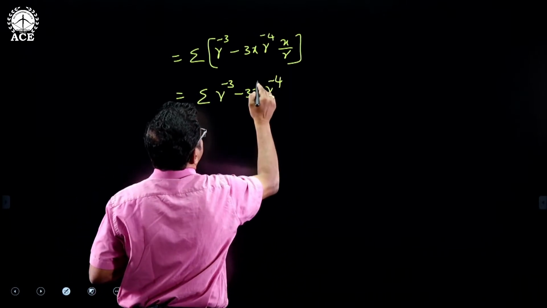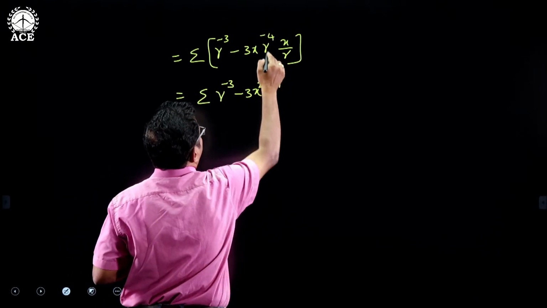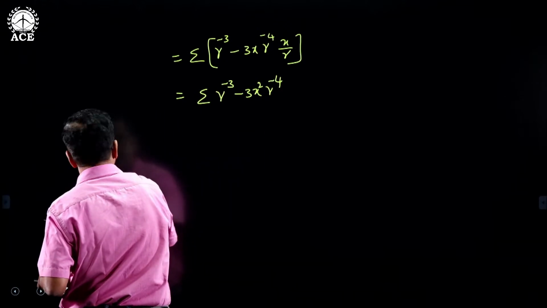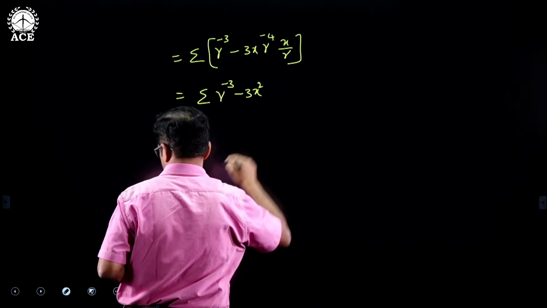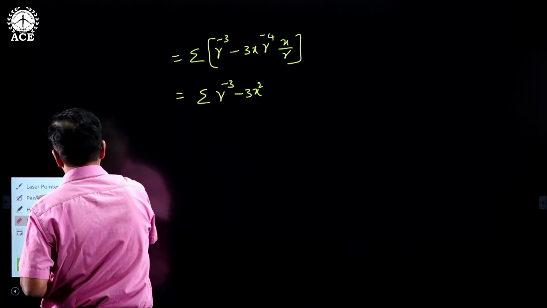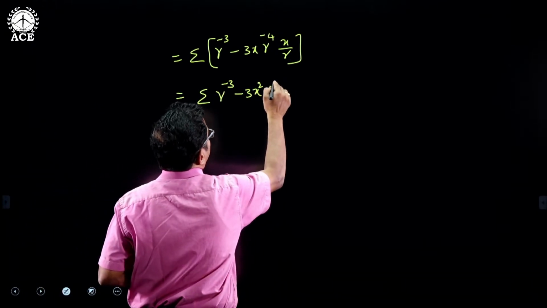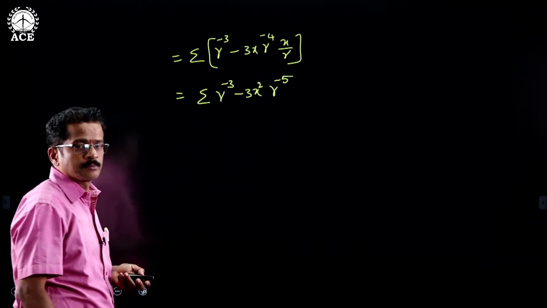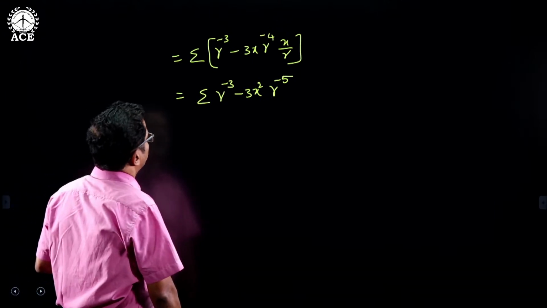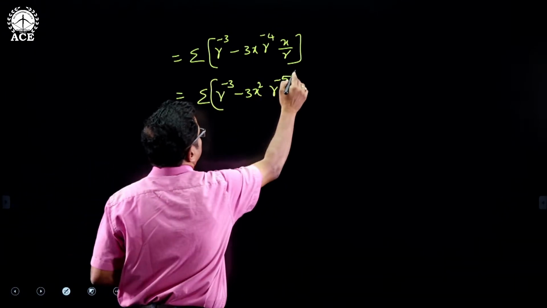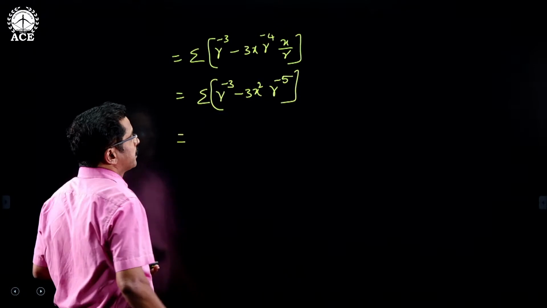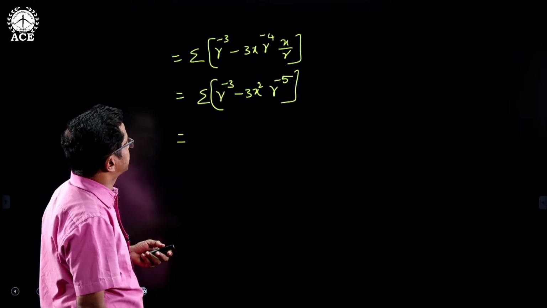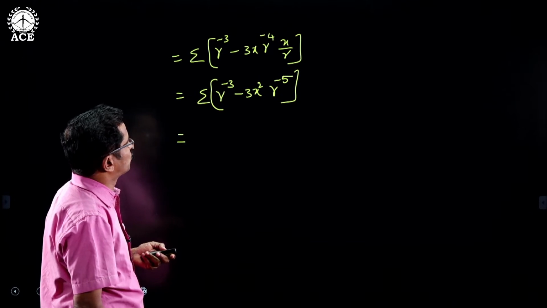So x into x is x square. R power minus 4 by r is going to be r power minus 5. Okay. So this is what we are getting, r power minus 3 minus 3x square r power minus 5.